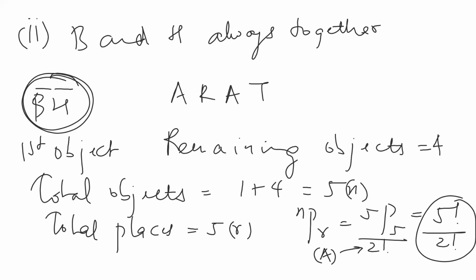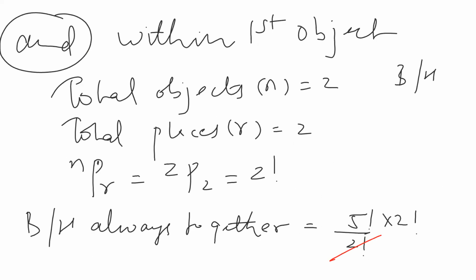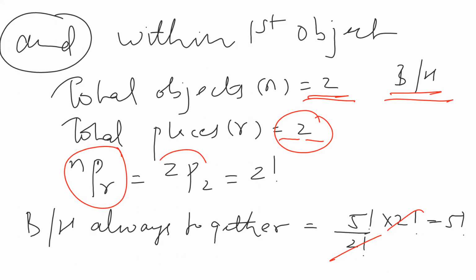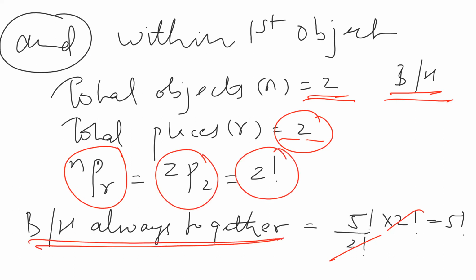Now go inside the first object. Within the first object, the total number of objects are 2, B and H, and the total number of places are 2. For 2 objects, 2 places are required: 2P2, which is 2 factorial. So B and H always together is 5 factorial upon 2 factorial into 2 factorial, which eventually gives you 5 factorial. But then the second problem says B and H are never together.